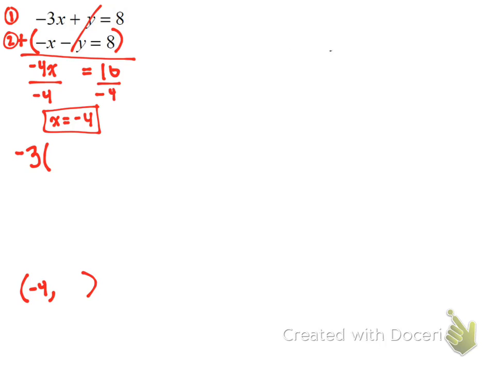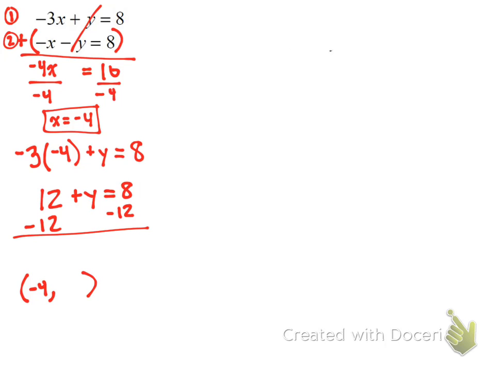So negative 3 times x. Instead of x, I'm going to use negative 4 plus y is equal to 8. Okay? Solving for y now. Negative 3 times negative 4 is 12. 12 plus y is equal to 8. Subtract 12 from both sides. And 12's cancel out, so y is equal to negative 4 also. This doesn't always happen, but that's the case here. So your y is negative 4.